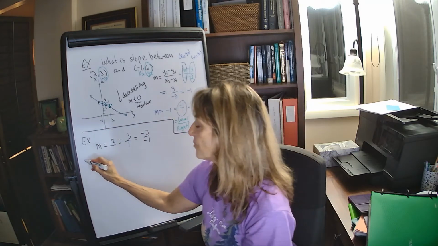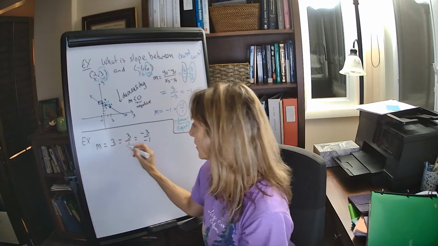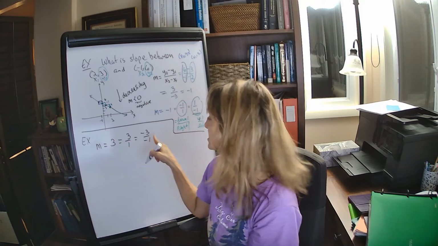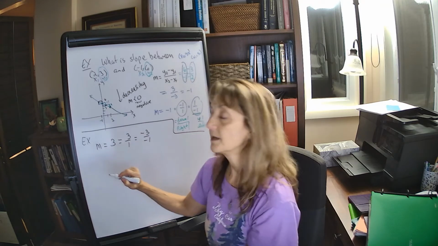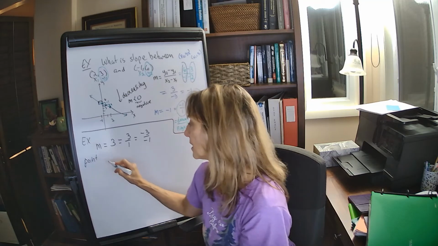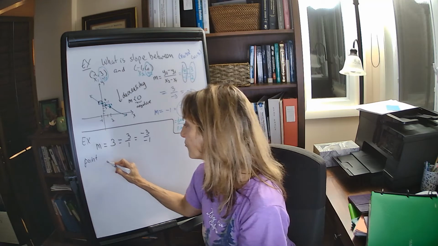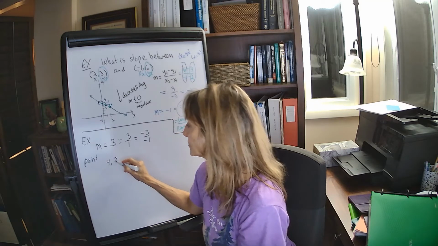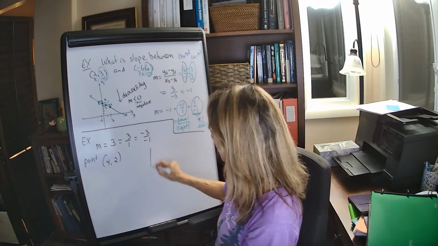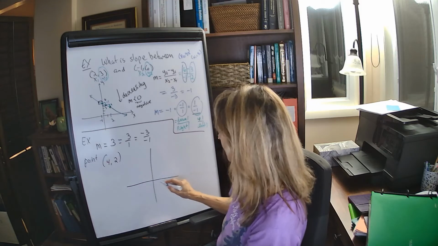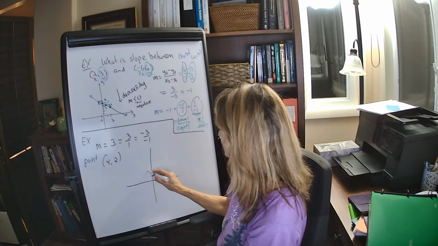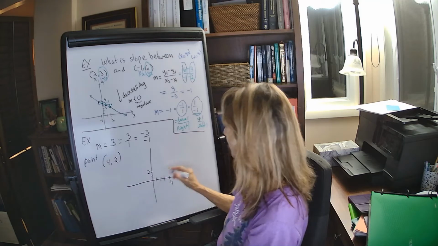Right? If we want to graph the line that has a slope of 3 and goes through the point 4, 2, we draw our XY axis. We come over to 4 and up to 2. So that's our first point.